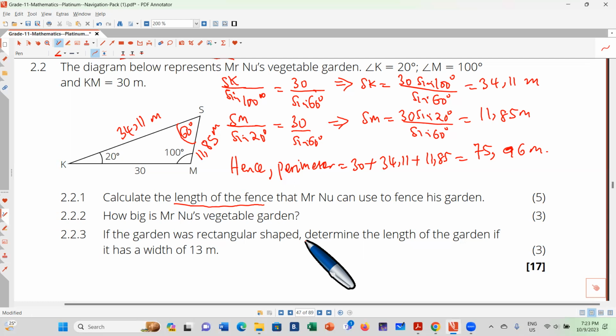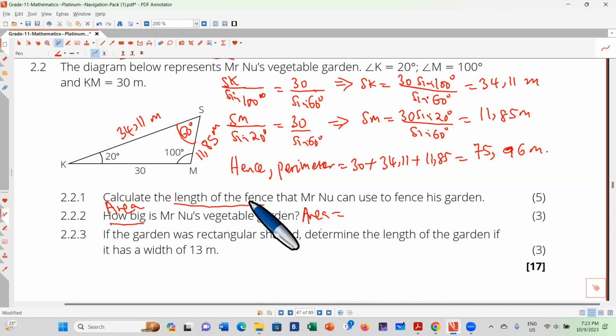So is it correct if I use the area rule? Yes, it is correct, because I wanted to see your reasoning. If they say how big, they want the area. So I wanted you to see your analysis there. So that's correct reasoning. In other words, they're interested in the area.